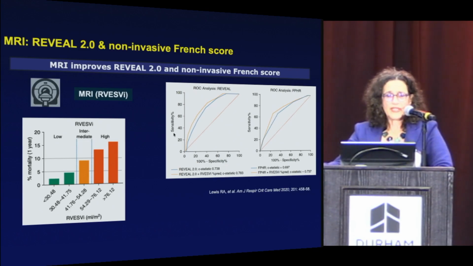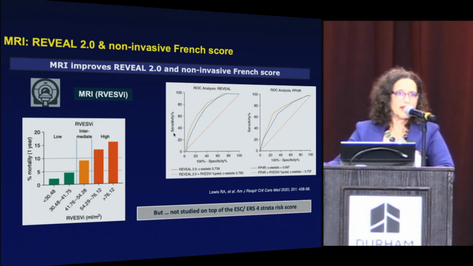There's also some data with MRI. RV end-systolic volume index is something that is emerging on MRI as important in terms of prognosis. And we have some data using that. Again, most of these have not been studied as a complement to the non-invasive risk stratification, which is really where I think the field is going.